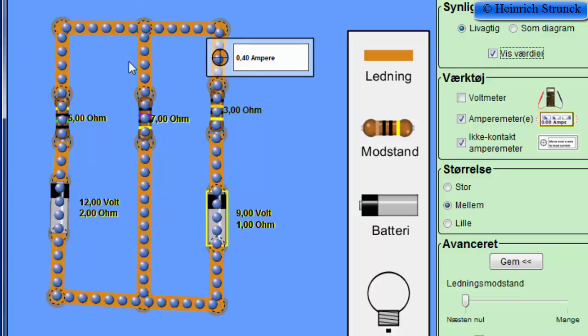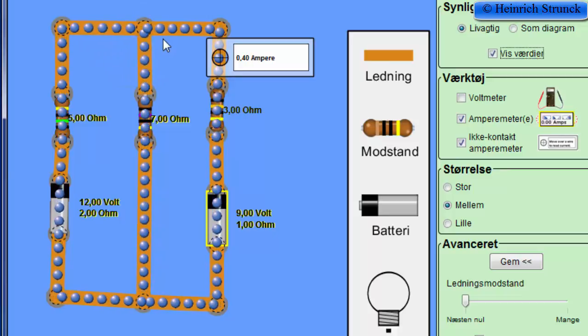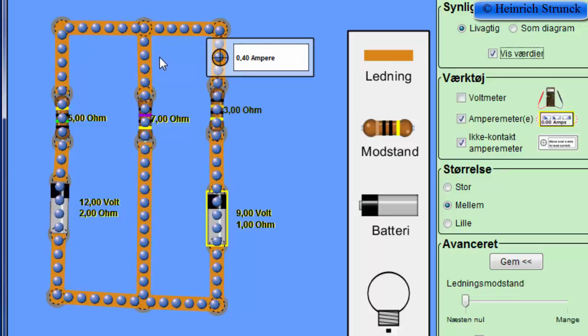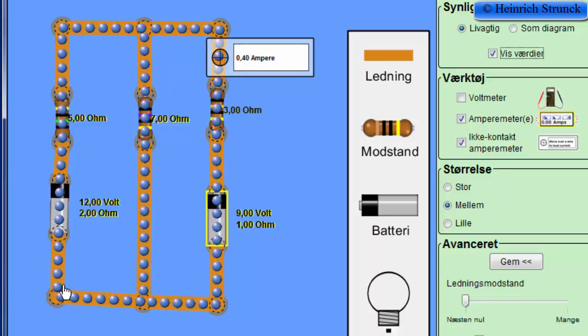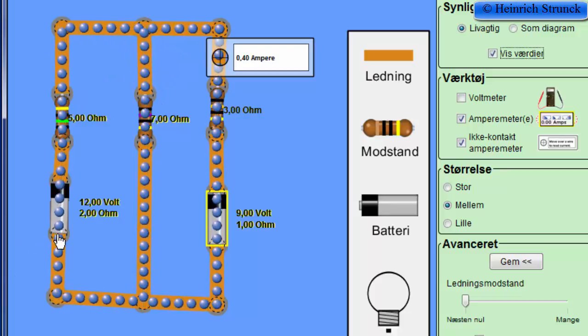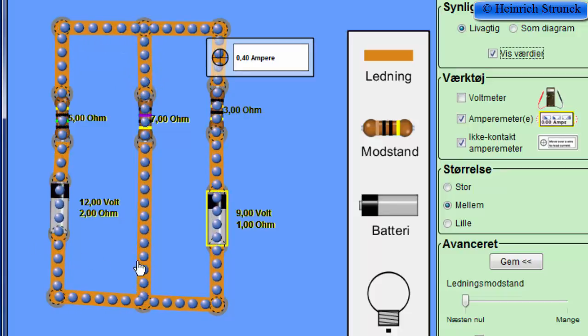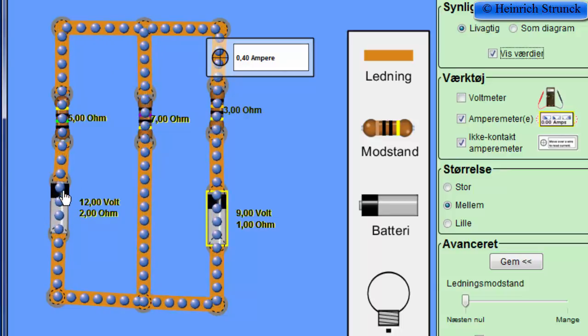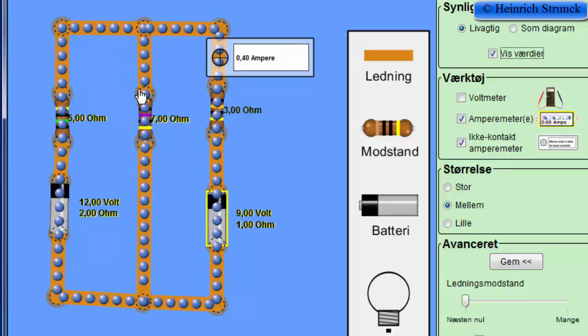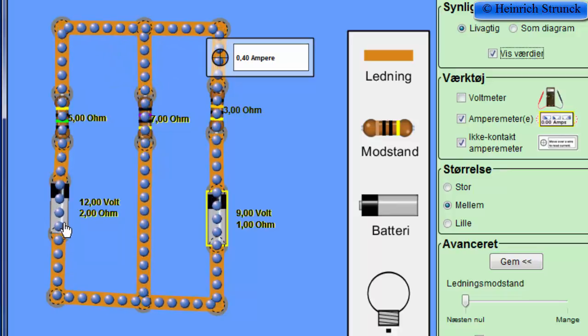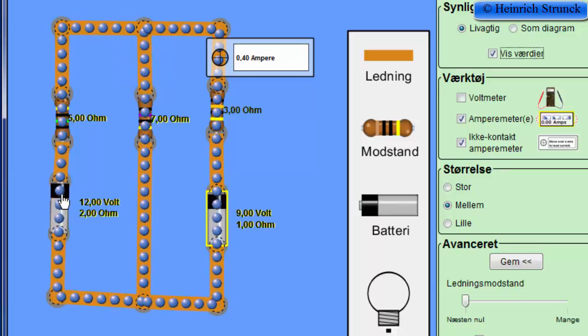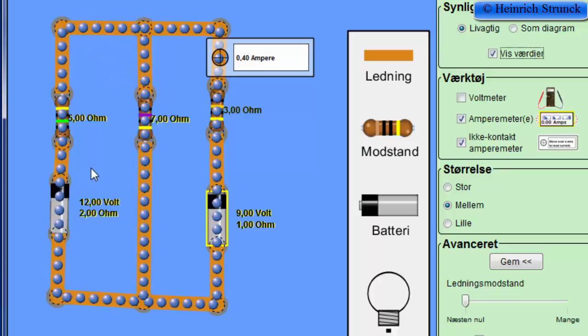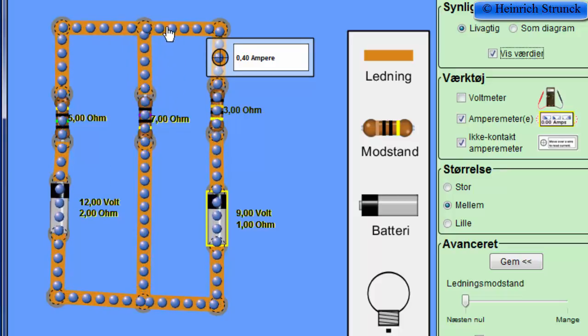Kirchhoff's first law was about the current to a connection point and the current from a connection point. Kirchhoff's second law is about the voltage in a closed loop, and the supply voltage must be equal to the voltage drop across all the resistors in a circuit or in a closed loop. But we'll start with Kirchhoff's first law.